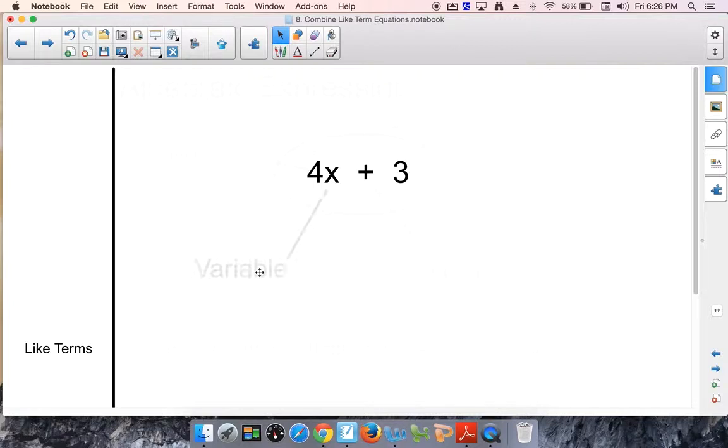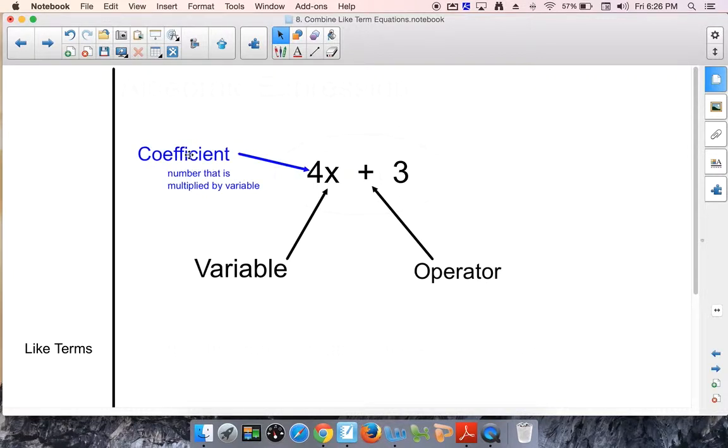First of all, the x. The x, of course, is known as your variable, a letter that replaces a number. The plus sign would be your operator, like add, subtract, multiply, or divide. In front of a variable, we have something called a coefficient. This is a number that is multiplied by the variable. So in this case, you would have 4x, which would represent x plus x plus x plus x, or 4 times x.